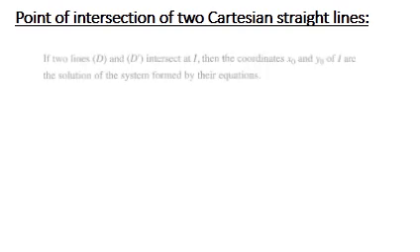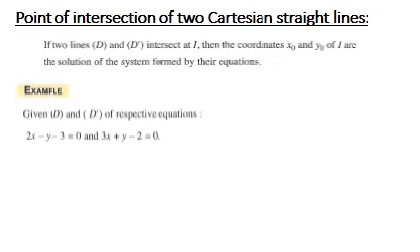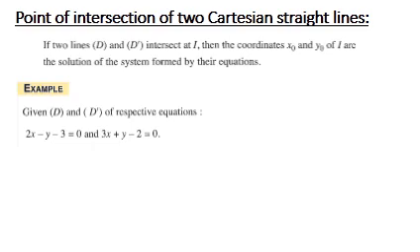And now suppose that two Cartesian straight lines are intersecting. So we already proved that they are intersecting, and we need to find the point of intersection. How can I find it? Suppose that, for example, those are two Cartesian straight lines. How can I prove that they are intersecting?